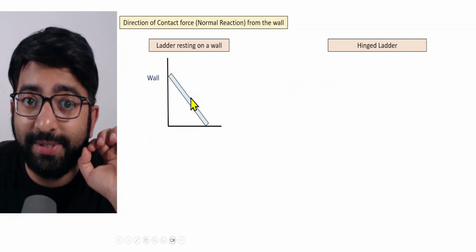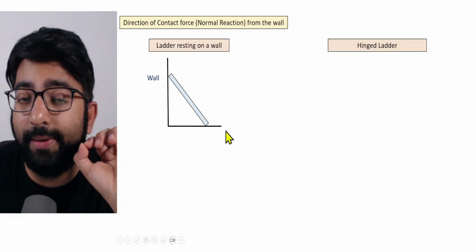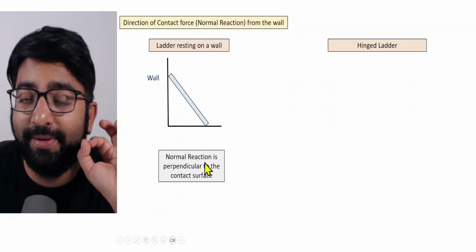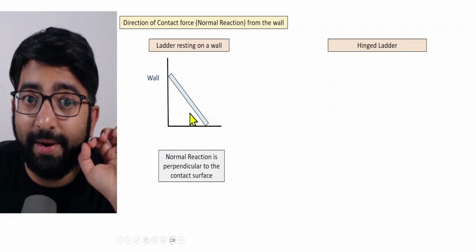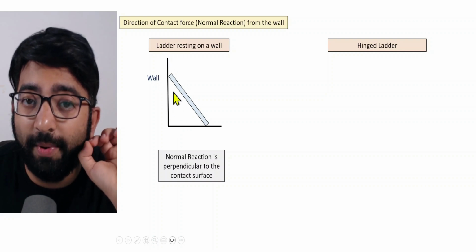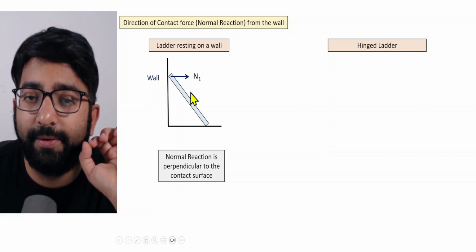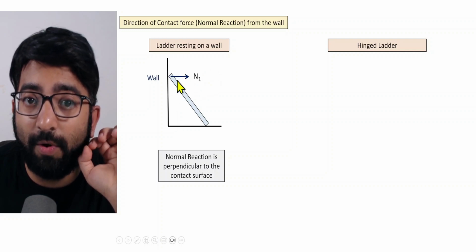Apart from mg, now since the ladder is in contact with the wall as well as the ground, it is going to experience a contact force, and direction of normal reaction is always perpendicular to the contact surface. So consider the ladder in touch with the wall. So normal reaction will be in this direction. So N1 is the normal reaction coming from the wall on the ladder. And the direction of N1, as you can see, is perpendicular to the wall.